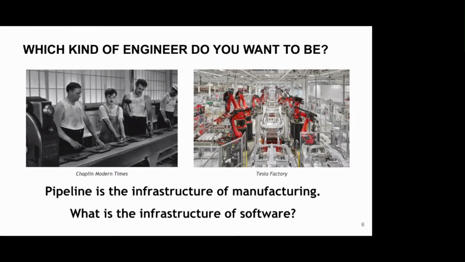Everyone just does a single, very simple thing. But right now, in a factory like Tesla's, there are not so many people there. Most of it is machines, and the machines build the car. In the traditional way, the pipeline is the infrastructure of manufacturing in a factory. So what is the infrastructure of software? We have to find a new way to do so.